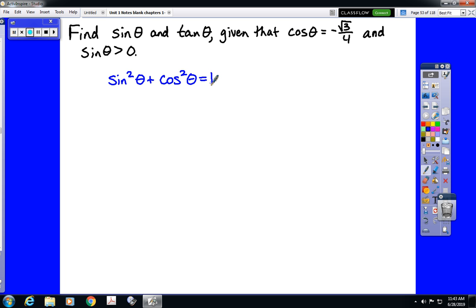This is an equation that only has one unknown in it. We don't know sine theta, so we leave it as sine squared theta. And instead of cosine squared theta, we plug in the value from the directions: negative root 3 over 4 squared equals 1. When we square the fraction negative root 3 over 4, make sure you put parentheses in your calculator. You should get 3/16. That equals 1. We would then subtract 3/16 from each side of the equation.